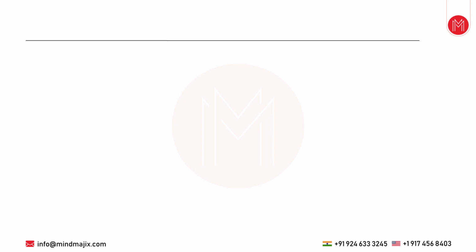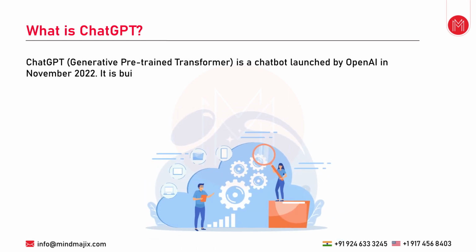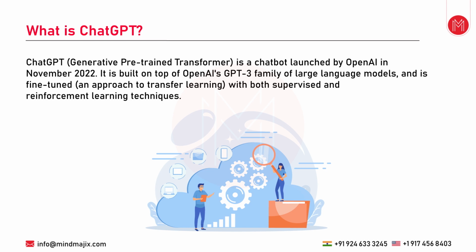Now coming to the most important question of this session, what exactly is ChatGPT? ChatGPT is a chatbot which was launched by OpenAI in November 2022. GPT stands for Generative Pre-trained Transformer. ChatGPT is built on top of OpenAI's GPT-3 family of large language models, and this application is fine-tuned with both supervised learning and reinforcement learning techniques.